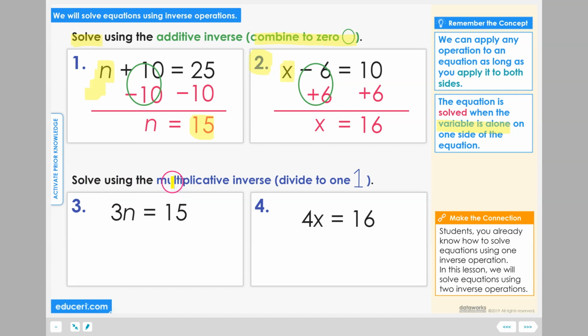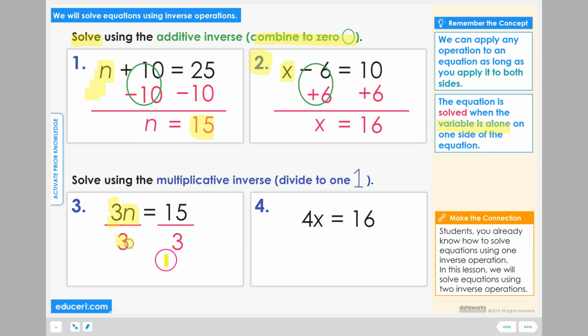Solve using the multiplicative inverse. Divide to 1. Equation number 3. 3 times n equals 15. To solve for n, we need the coefficient to become the value 1. So to do that, we use the multiplicative inverse of dividing by 3 on both sides.